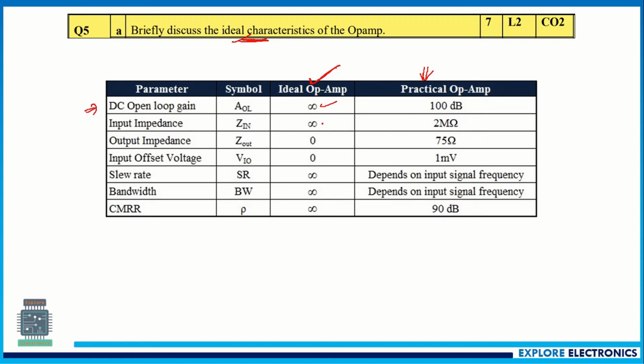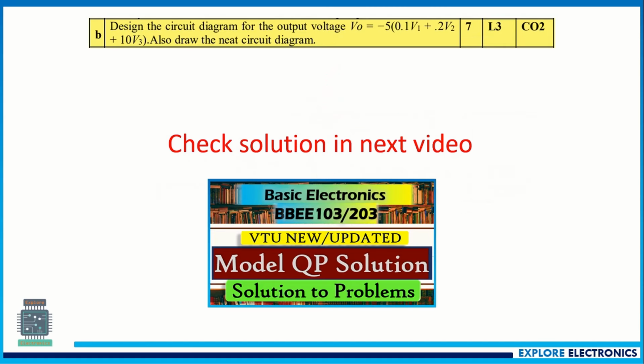input impedance is infinite, means at the input side resistance is maximum, output impedance is 0. Similarly offset voltage is 0 in the ideal case and slew rate, bandwidth, CMRR. You need to explain these briefly. 1 line or 2 lines of explanation for each and every one is expected in the exam.